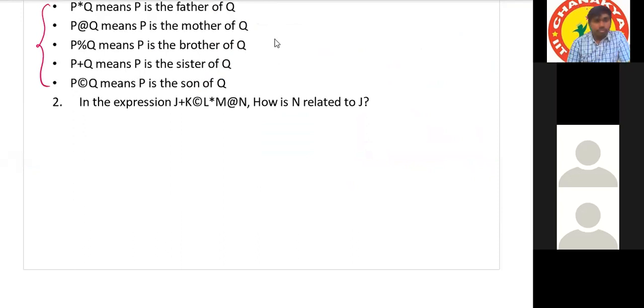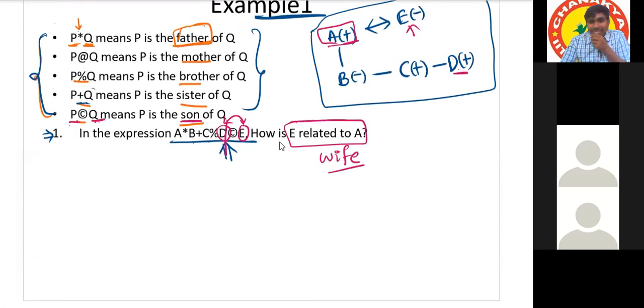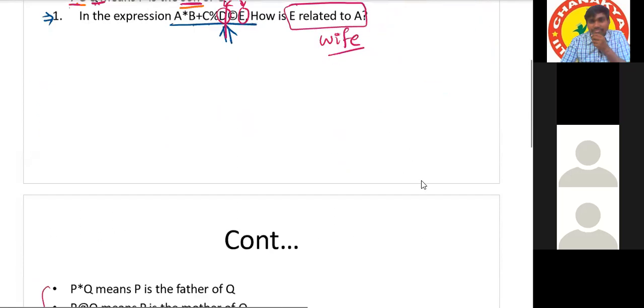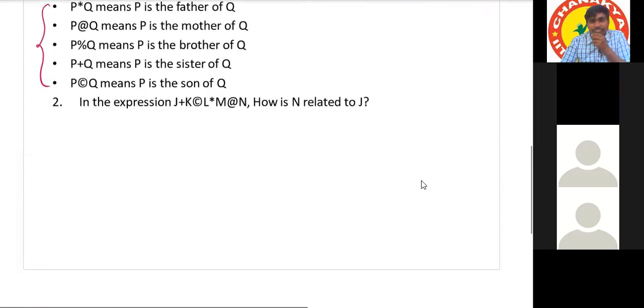Sir, one doubt, sir. Can you repeat that? What is E related to? E is the wife of A. Okay, understood, from this diagram. Sir, can you scroll down? Sir, I think it's data inadequate.